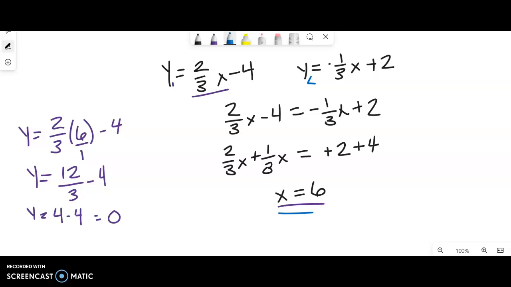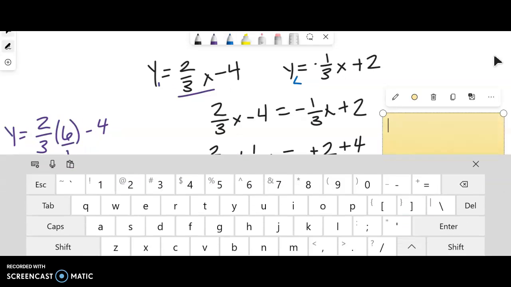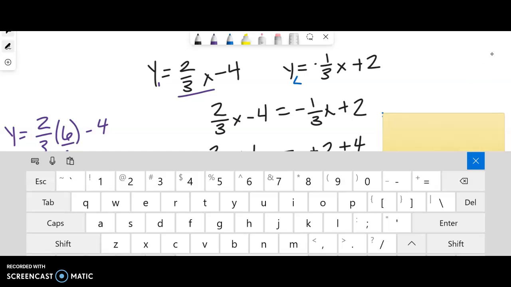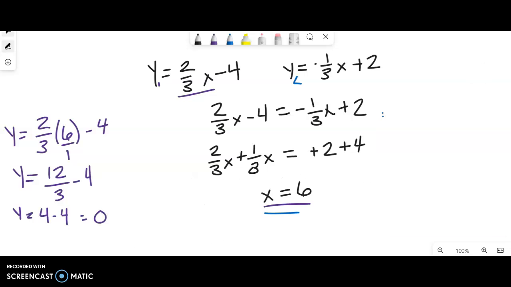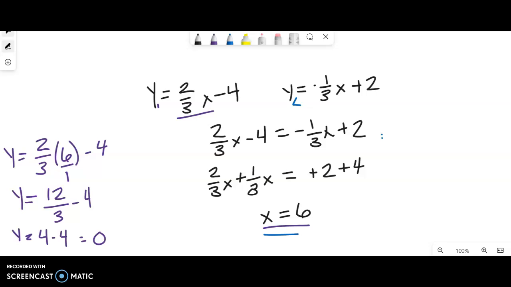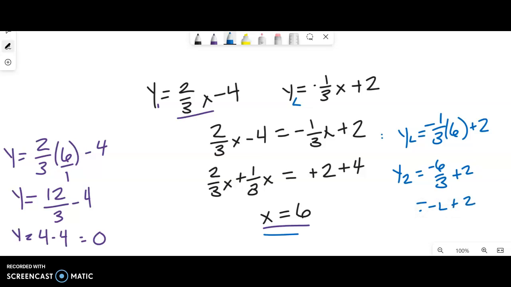Equation number 2, when x equals 6, we're going to do the same thing. y2 equals negative 1/3 times 6, plus 2. y2 equals negative 6 over 3, plus 2. Negative 6 divided by 3 is negative 2, plus 2. That is also 0.